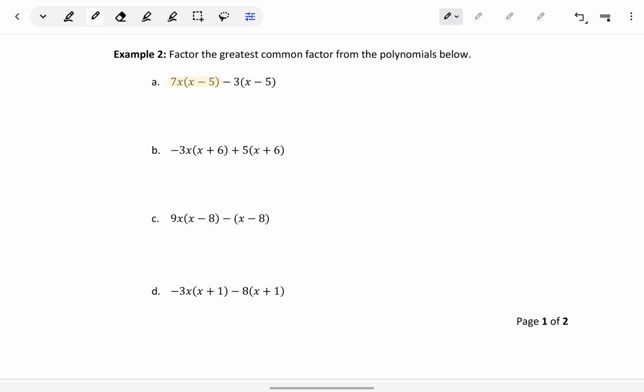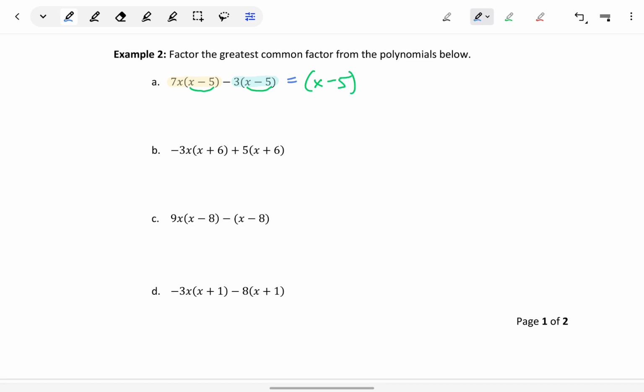In part A, the first term is 7x times the quantity x minus 5, and being subtracted from that is the term 3 times the quantity x minus 5. So we sort of have to focus our eyes to see that what we have is just the difference of those two terms, and then we can start looking at what's common between each of those terms. There's nothing common between the 7x and the 3, but the x minus 5 in this case is common between both terms.